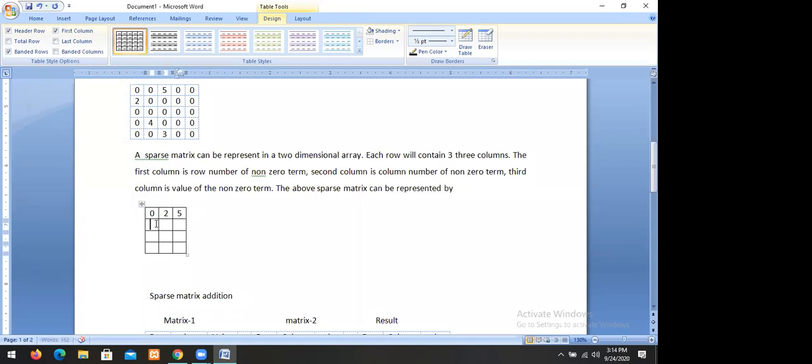And we have the first row, first column, what is the value? 2. Again we have second row, no value. Third row, first column, what is the value? 4. Then fourth row, second column, what is the value? 3.